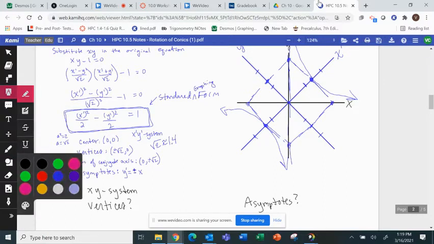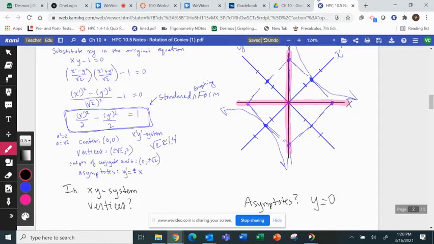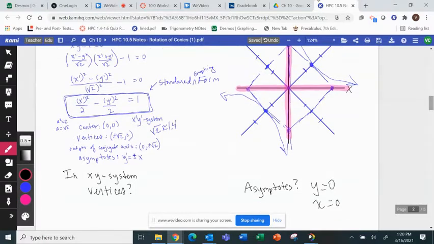So the asymptotes are these. In the XY system, it's the two axes: y equals 0 and x equals 0. In the XY system, what are the vertices? I'm going to draw these in big black dots here.